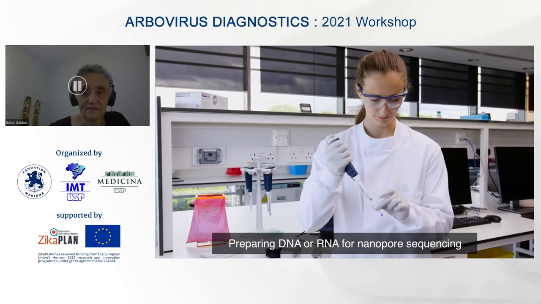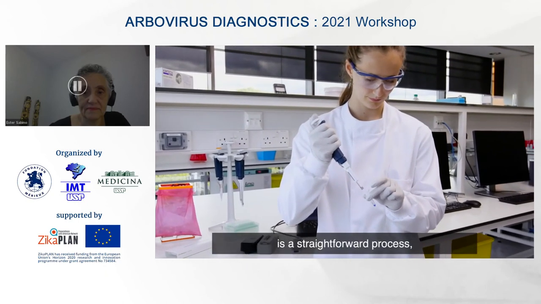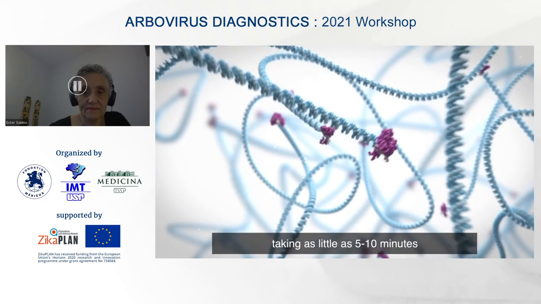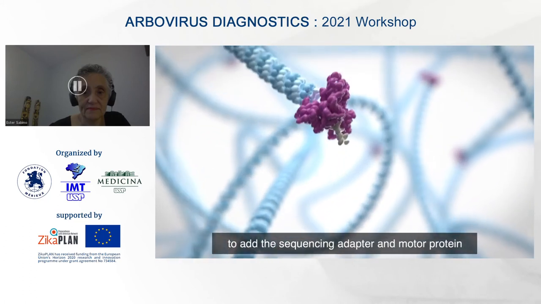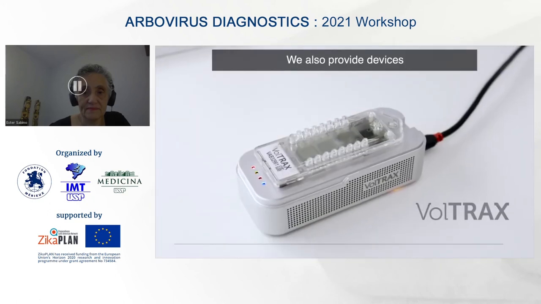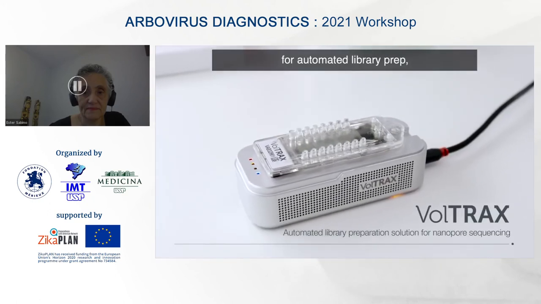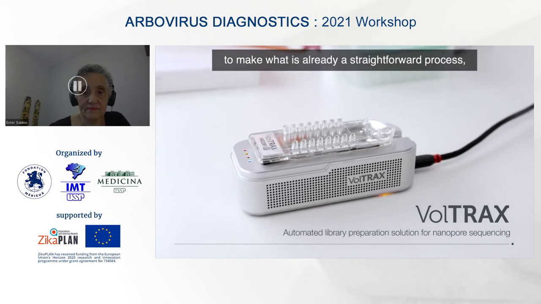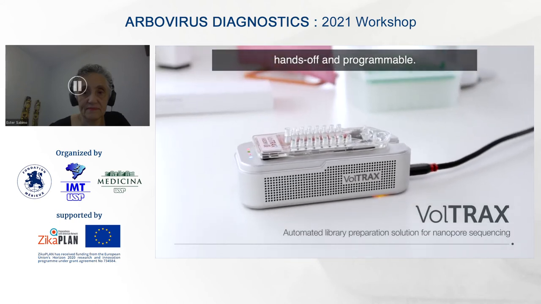Preparing DNA or RNA for nanopore sequencing is a straightforward process, taking as little as 5 to 10 minutes to add the sequencing adapter and motor protein to the end of molecules in your sample. We also provide devices for automated library prep to make what is already a straightforward process hands-off and programmable.